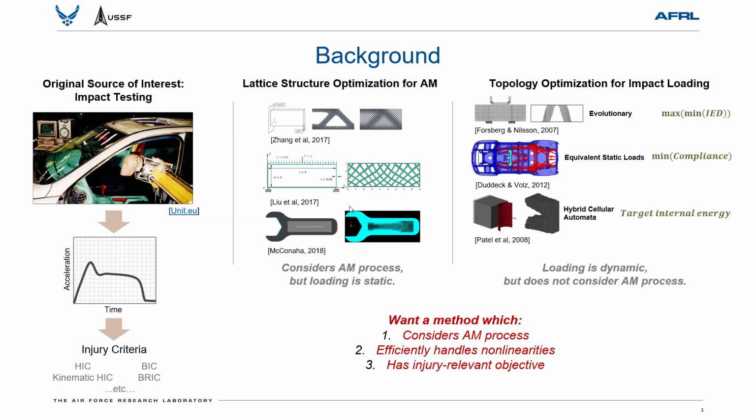So when I got back to school, starting my PhD, I started looking at the literature and noticed there's a lot of work in lattice structure optimization for additive, showing a bit of it here, which does a great job, but the loading is usually quasi-static in that work. There's also some work in topology optimization for impact loading, some of which I've shown here. The loading there captures the dynamic effects, but there's not as much consideration for the additive process. And I'd also be interested in tying things as closely as possible directly to the injury metrics. So that was the motivation.